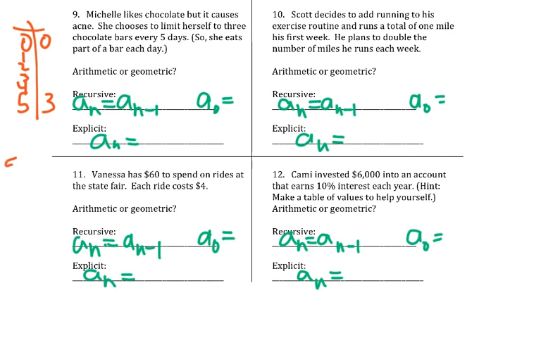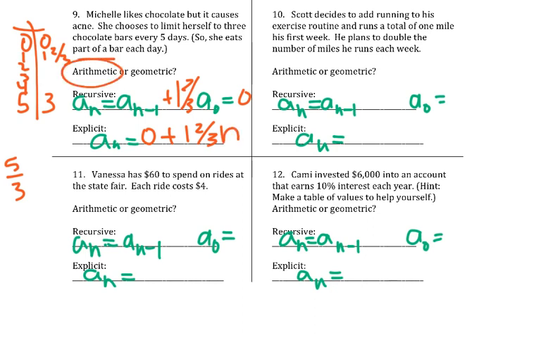So if I take 5 days and divide it by 3, guess what? That's how many we ate. So 5 divided by 3 would be about 1 2/3. So we would add 1 2/3 and start with 0. So 0 plus 1 2/3. And we're adding, so it's arithmetic, and we put an n there. Okay.